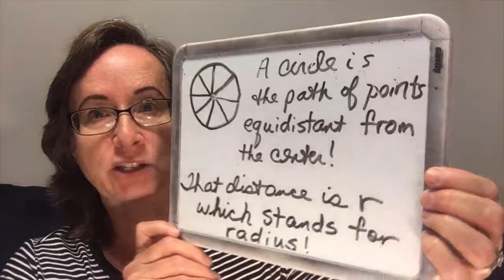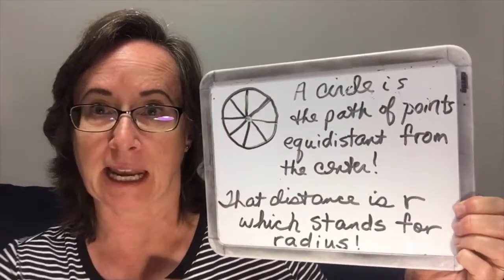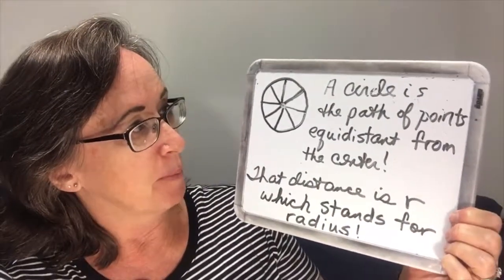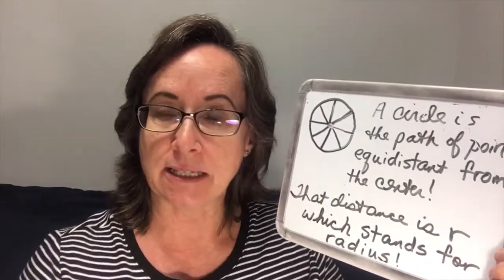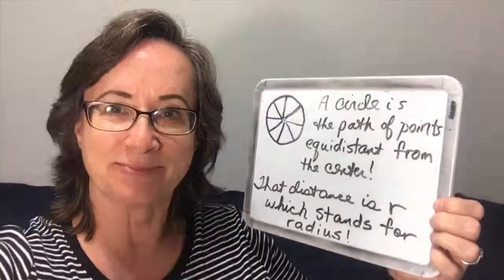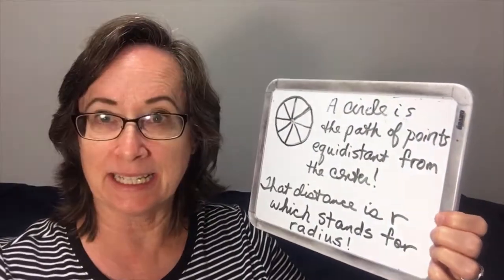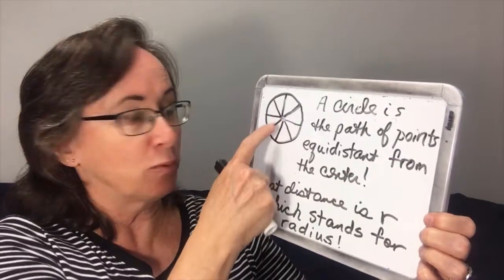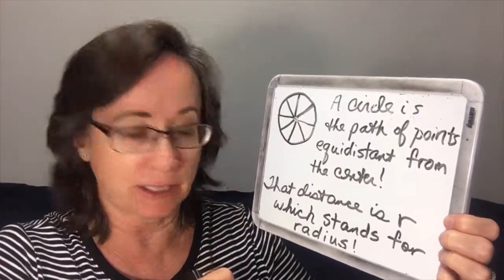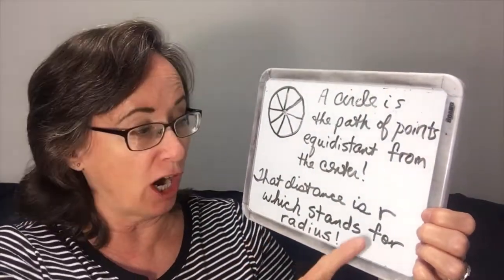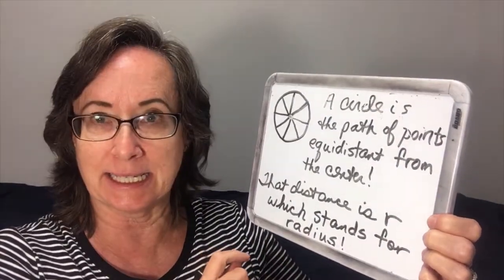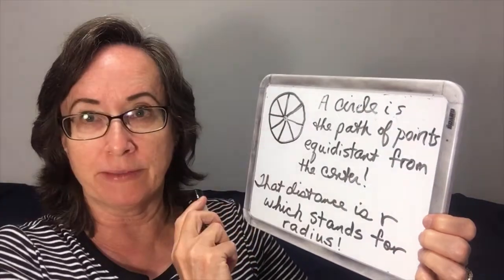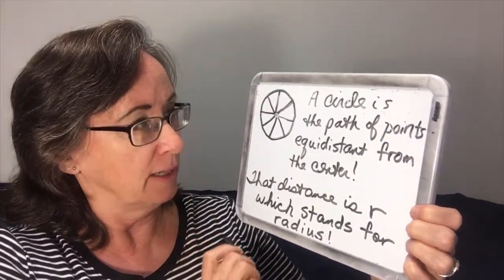Here we have some terms that we need to know. I've drawn something that looks kind of like a wagon wheel, but a circle is the path of the points that are equidistant from the center. We call that distance that each one of these wagon spokes is equal to the R, or the radius. The radius is the distance of each point on the circle from the center.